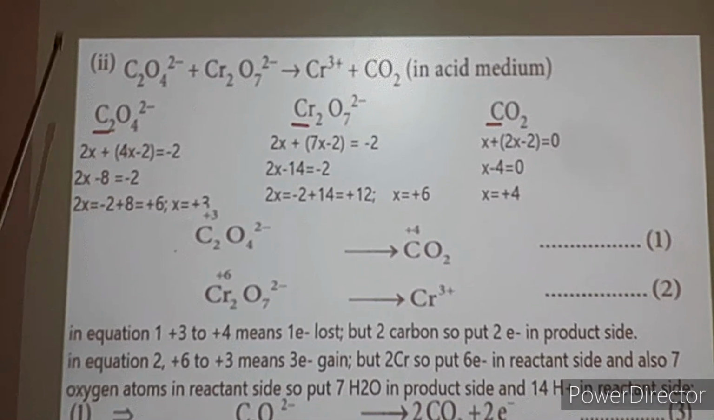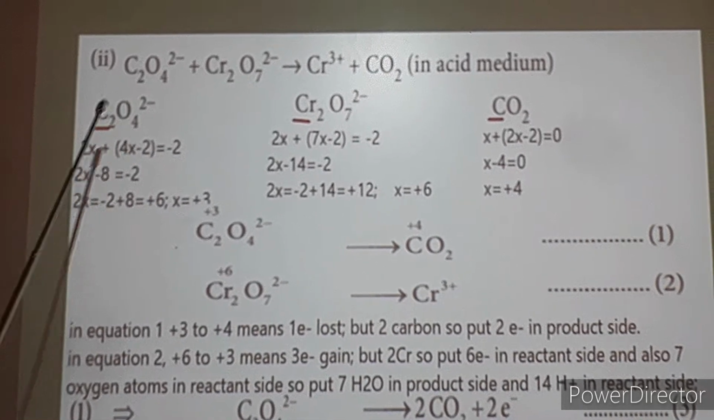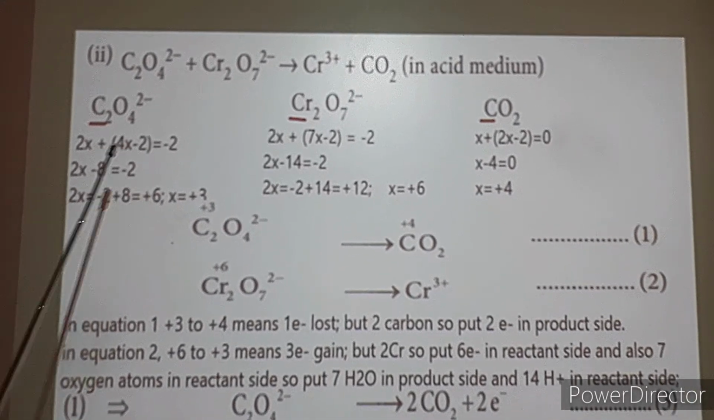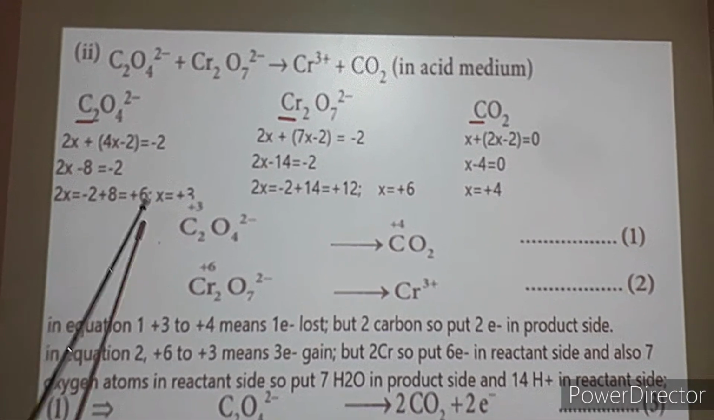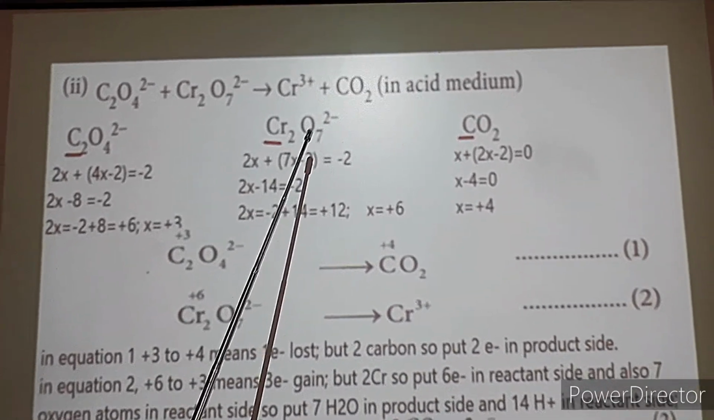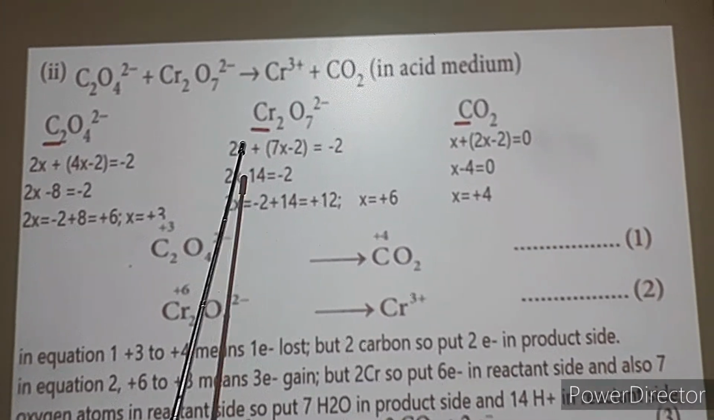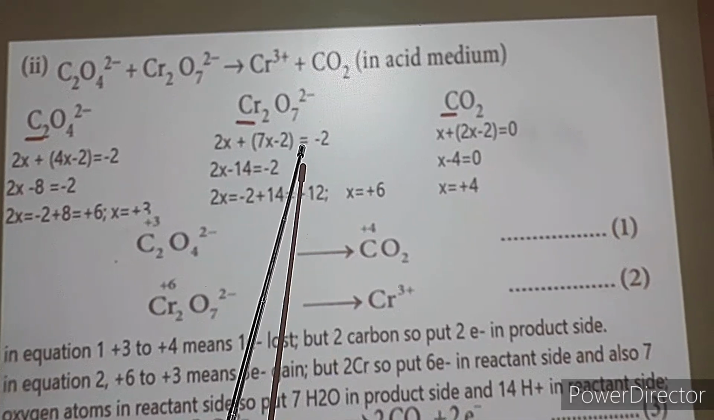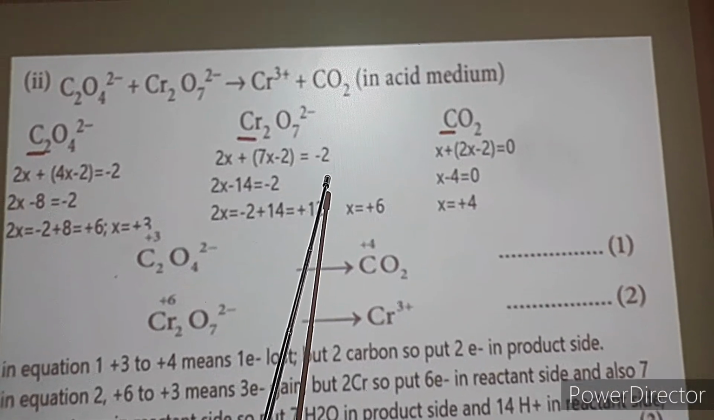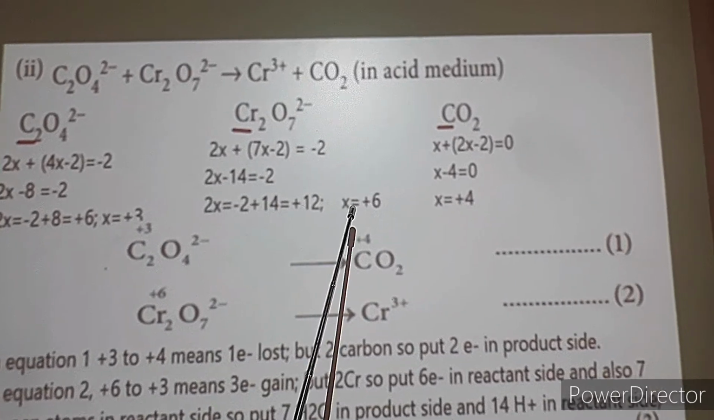The oxalic acid is given in ionic form only. So in ionic form I am going to take C2O4 2 minus. Here we calculate 2x plus 4 into minus 2 equal to minus 2. Afterward, calculating, we get the carbon oxidation number x equal to plus 3. Now here Cr2O7 2 minus. I am going to calculate the oxidation number for chromium. It is an ionic species, so it is equal to minus 2. Whatever charges are in the superscript, we have to apply here. It is not a molecule, girls, please keep it in mind. So we get the x value plus 6.